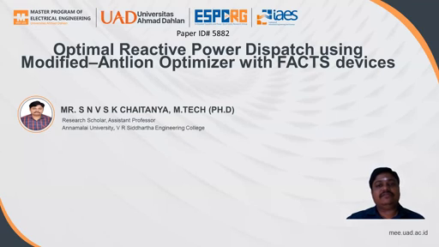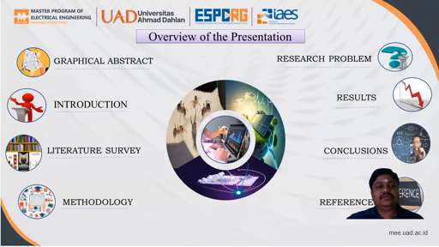My paper ID is 5882. Title of the paper: Optimal Reactive Power Dispatch using Modified Antlion Optimizer with FACTS Devices. This is the overview of my presentation.